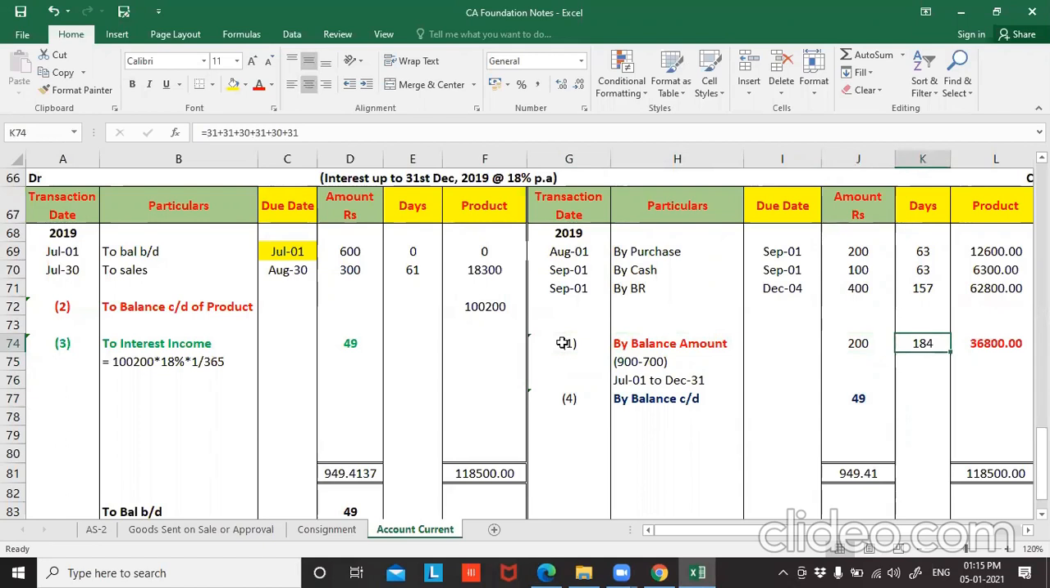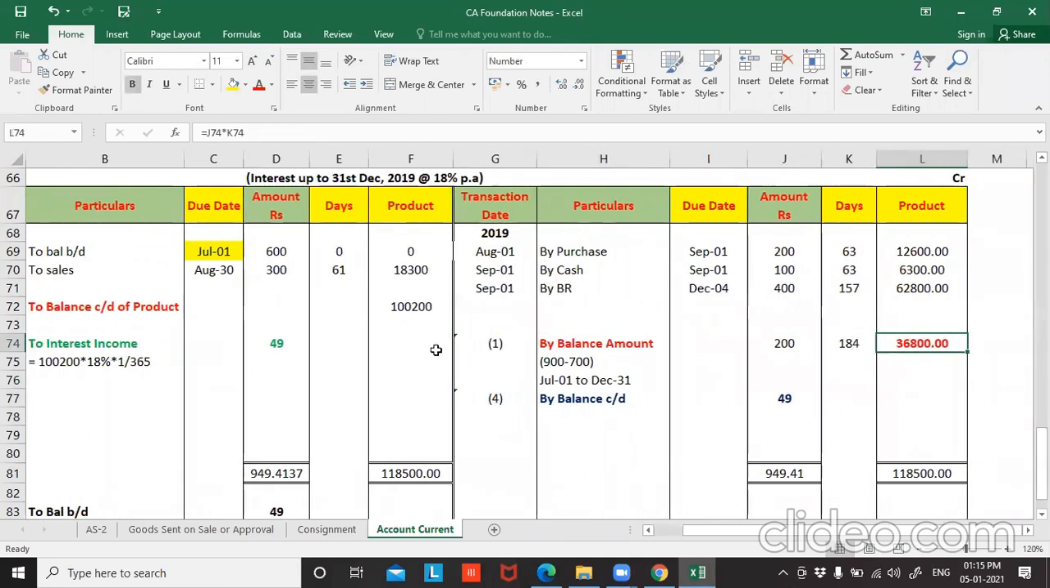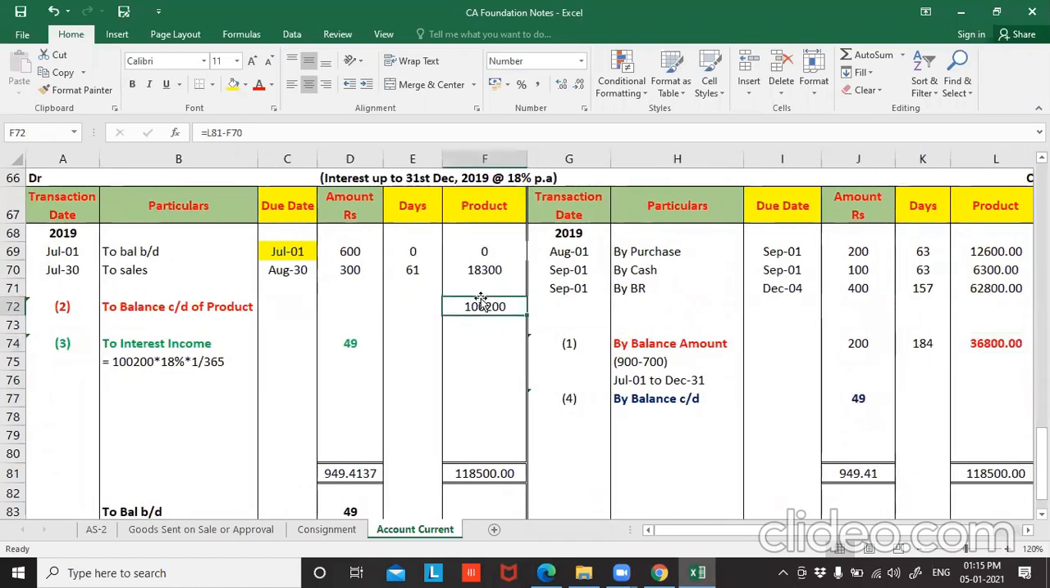This will alone be forward. And take the product and take the balance of the product. On that, calculate interest, record the interest income or interest expense entry, and then finally get the balance of the amount column again.